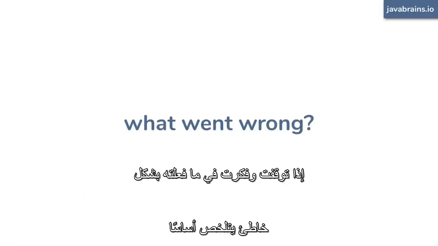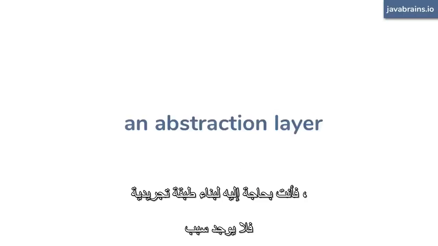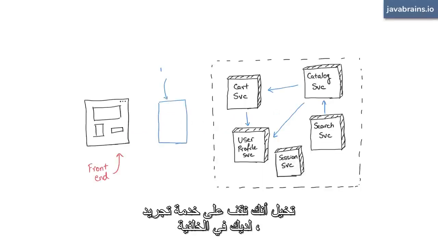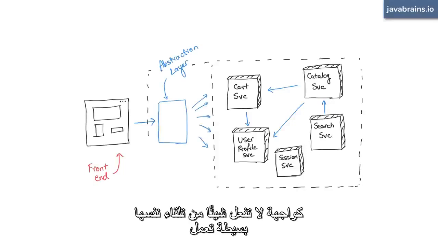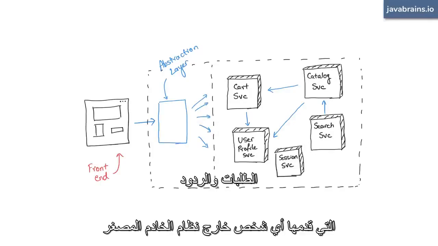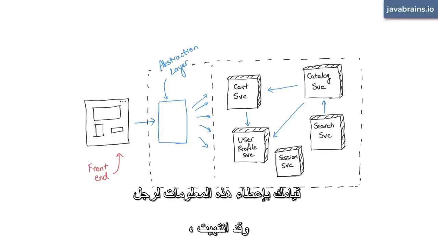Okay, so if you stop and think about what you did wrong, it basically boils down to a very simple concept in computer science. You needed to build an abstraction layer. There's no reason for the UI guy to know all the details of each and every microservice that you have in the backend. Imagine standing up a simple abstraction service that acts as a facade. It does nothing on its own really, except that it routes the requests and responses made by anyone outside your microservice system. And this abstraction layer is all that they need to be worried about. You give this information to the UX guy and you're done.